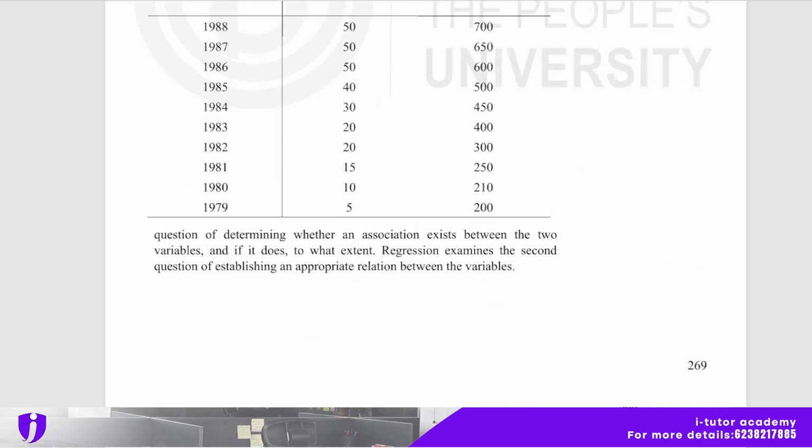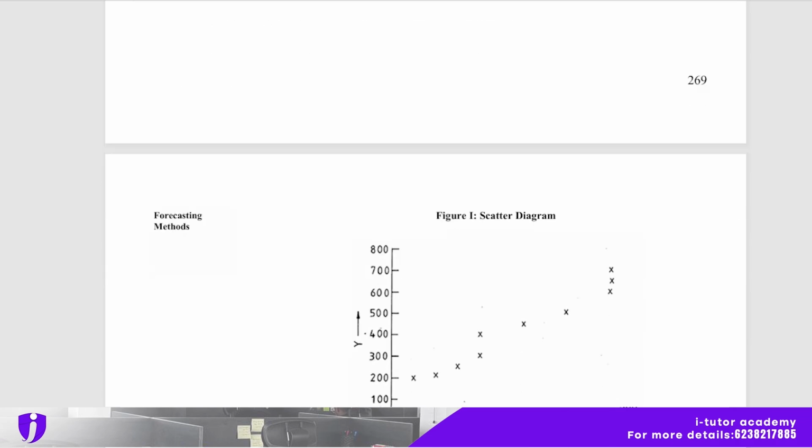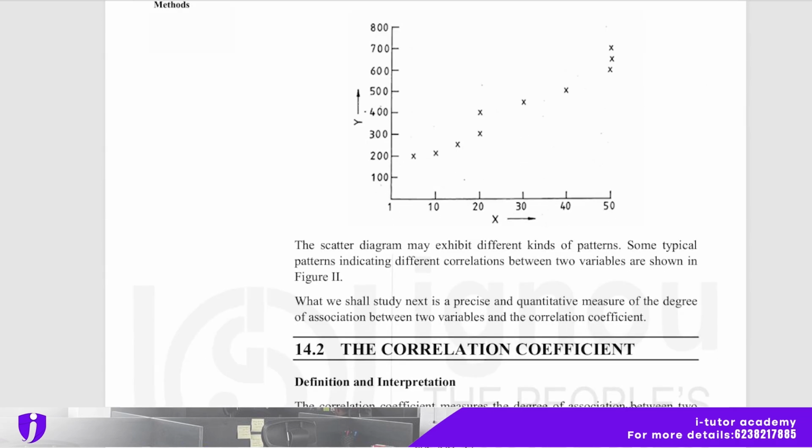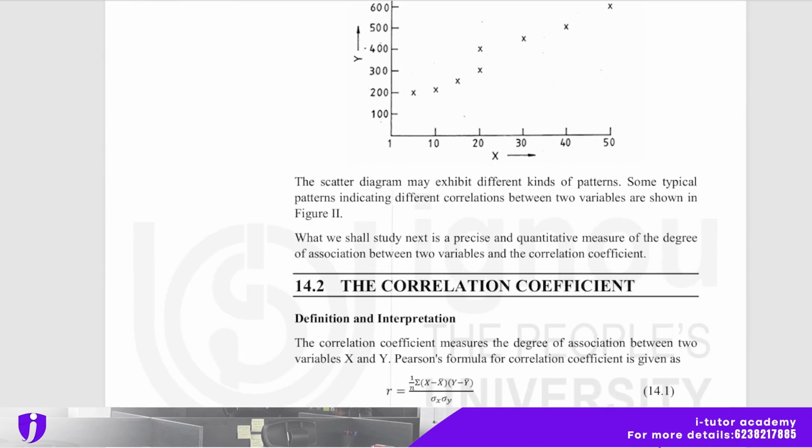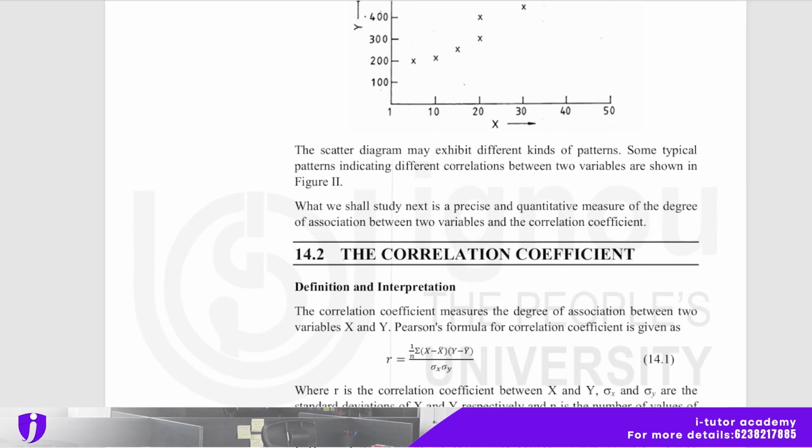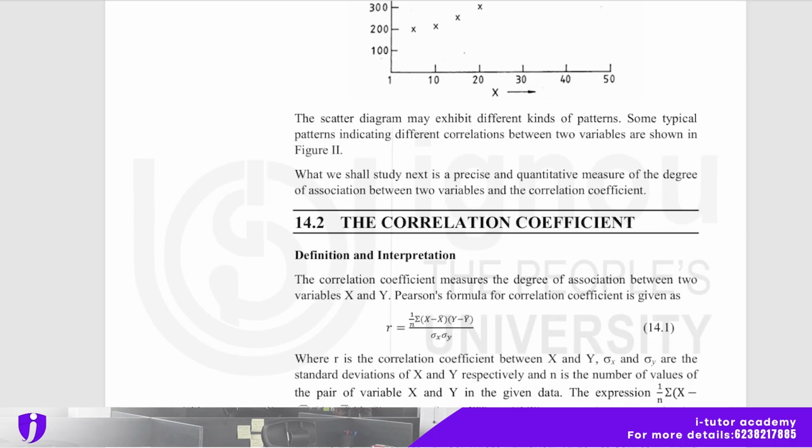So here is the table, and figure 1 is the scatter diagram. The scatter diagram may exhibit different kinds of patterns. Some typical patterns indicating different correlation between two variables are shown in figure 2, and what we shall study next is a precise and quantitative measure of the degree of association between two variables, the correlation coefficient.